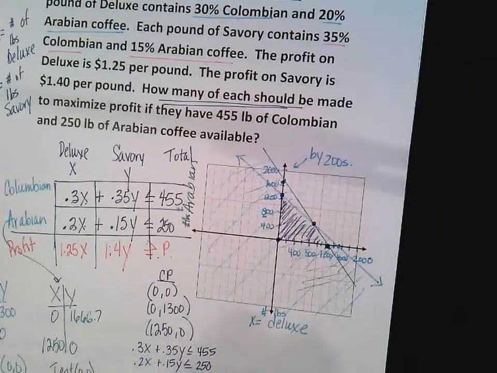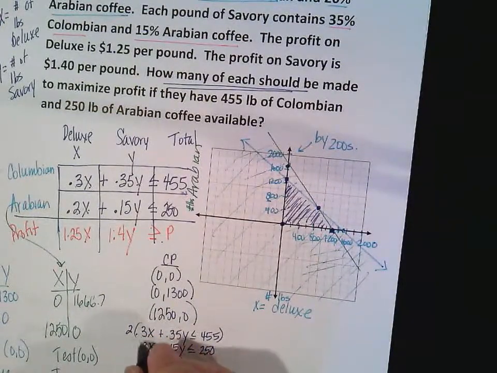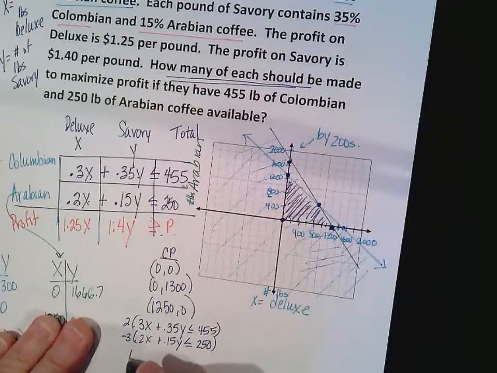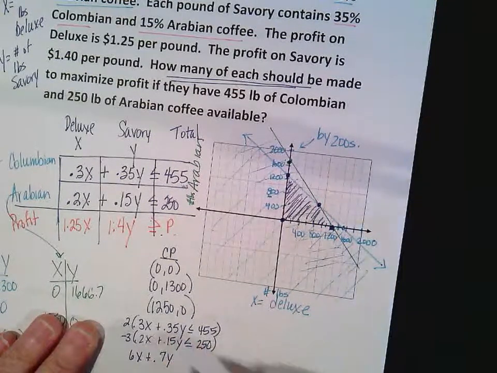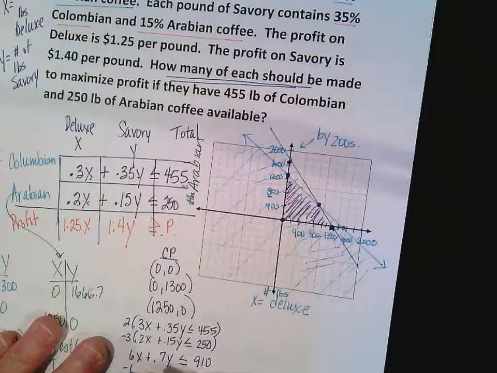And what I'm going to do is I'm going to try to eliminate my x's. So I'm going to multiply this by 2 and the bottom by -3 so that I can get those to cancel out. So the first one's going to be 0.6x plus 0.7y, 2 times 0.35, is less than or equal to 910. And then -3 times 0.2 is -0.6x. -3 times 0.15 is -0.45y is less than or equal to -3 times 250, that is -750.